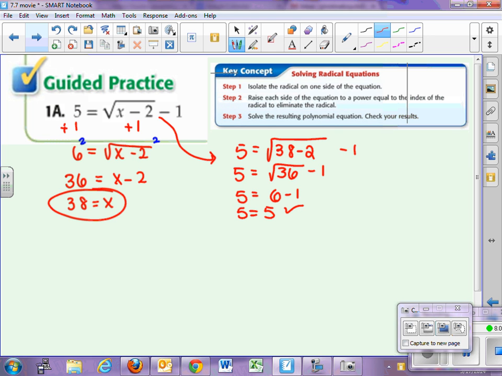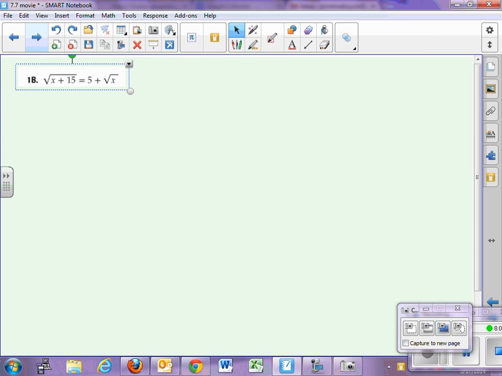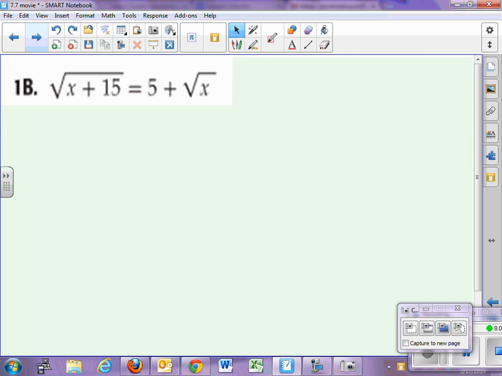Looks like it works. So again, my answer is 38. I don't want to put an X through that. I don't circle this. That is not my answer. Okay? X is 38 is my answer. All right, try this one on your own.